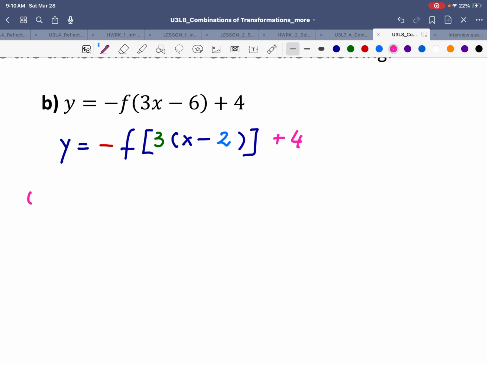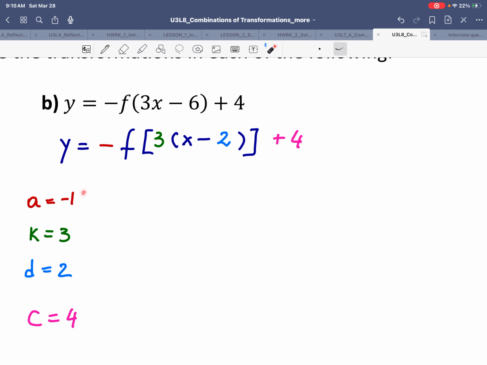So as you can see, we have coefficient a equal to negative 1. We have k equal to positive 3. We have d equal to positive 2 and c equal to positive 4. It is best to list the coefficients first and then start describing the transformations. So we have a vertical reflection, or we can say a reflection over the x-axis. Remember that since a is negative, the y values have been changed to opposite. And that happens when the function is reflected over the x-axis.